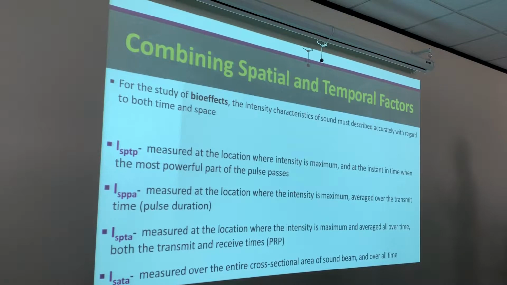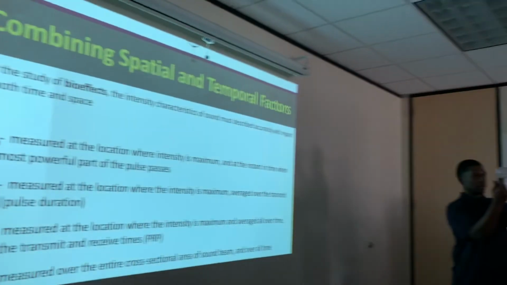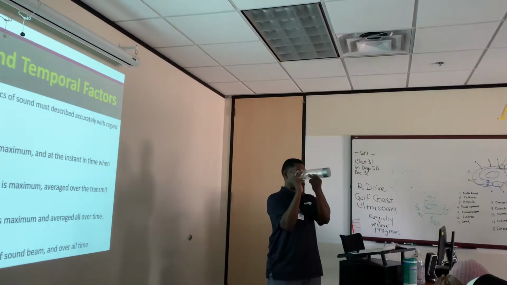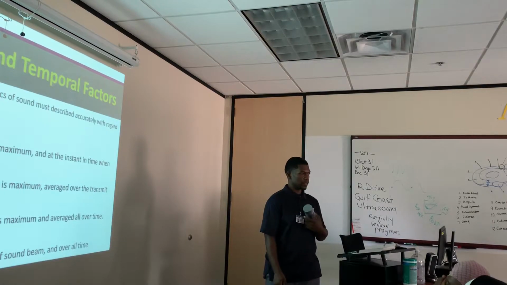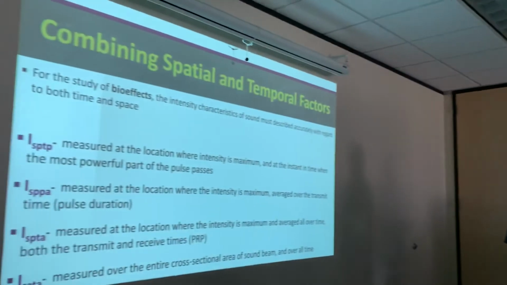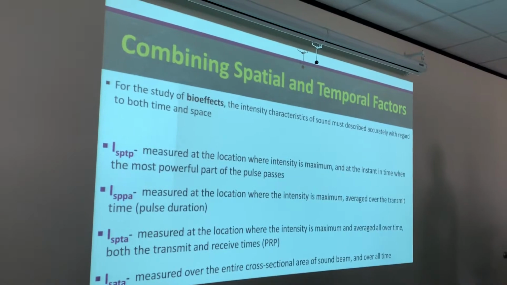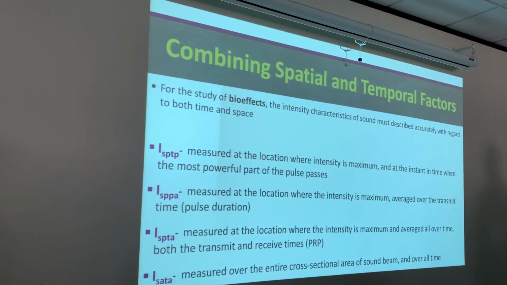Our last one would be spatial average, temporal average. Of course, when we talk about average, that's going to be our lowest, right? That's going to be our lowest intensity. Okay, that's going to be measured across the entire cross section of the beam and all over time. That's going to be those averages. So we take this whole entire beam across the time and the cross sectional average. That's how we get our spatial average, temporal average. Okay, and of course that number is going to be the lowest. That wouldn't be a true representation of bioeffects, right? We're kind of underestimating those values of how it's affecting the body.